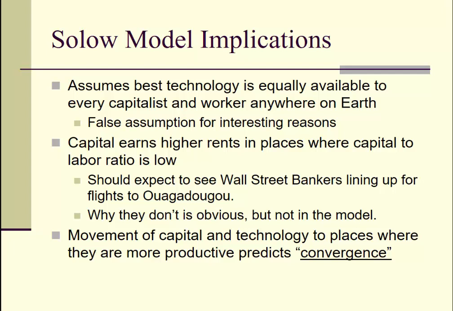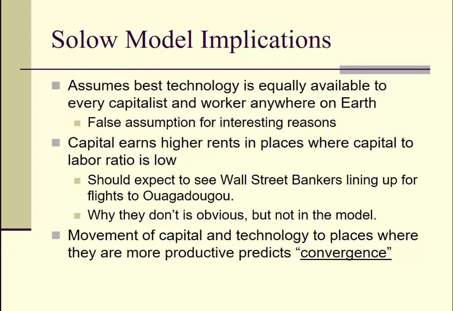The second assumption in the Solow model is that capital should earn higher rents in places where the capital to labor ratio is low. So where there's not a lot of capital, we should see bankers lining up to try to send capital. In Ouagadougou, where there's not a lot of robots and capital, we should see Wall Street bankers lining up at JFK Airport trying to take capital to Ouagadougou. Now, they don't, and it's the same reason that the Wall Street bankers do not believe that Ouagadougou would be a safe place for their investments.